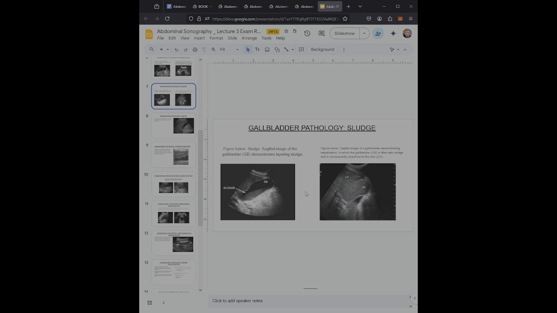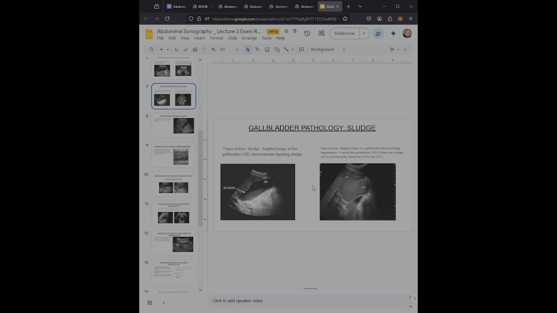Occasionally, sludge can become thick and mimic an intraluminal gallbladder mass. When that happens, we refer to it as tumefactive. That is sludge that is thick and mimicking an intraluminal gallbladder mass.